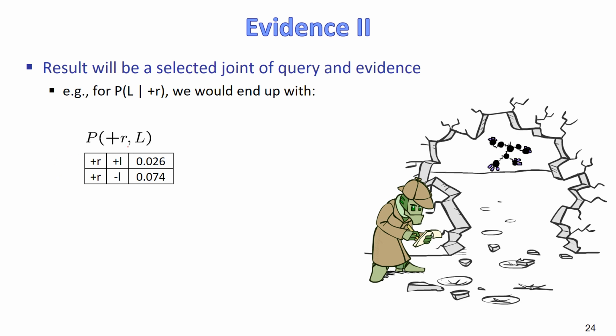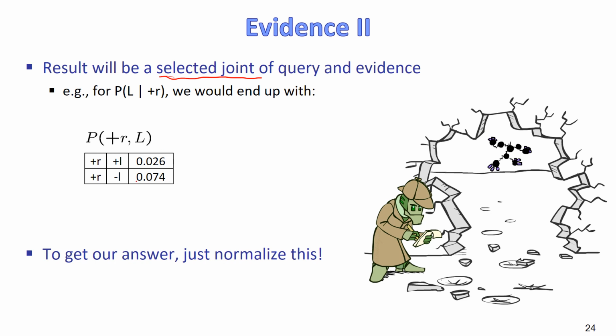We will have a joint factor for all query and evidence variables. It's a selected joint of query and evidence. That's what we will get eventually. Now, the only remaining step is to normalize. So to get our answer, we just normalize.